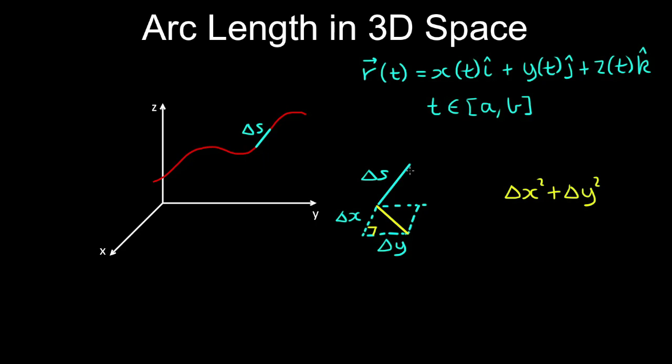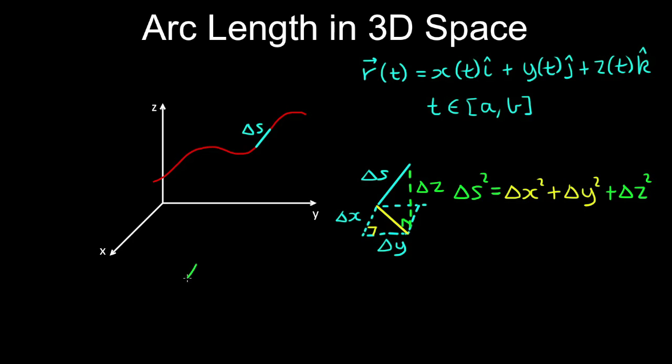And in 3D space, we have an additional length, delta z, in the vertical direction, which gives this right triangle. So we have this length, which is delta x squared plus delta y squared, plus delta z squared, gives us a squared length of delta s.